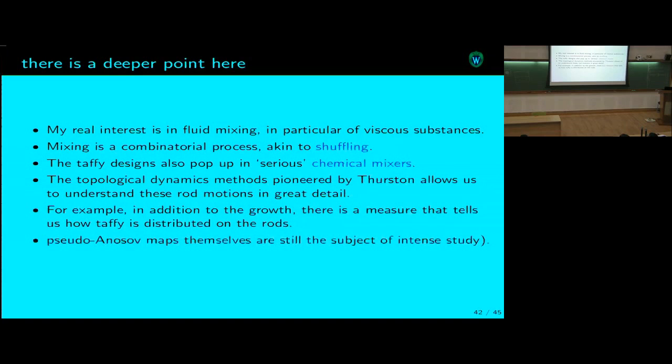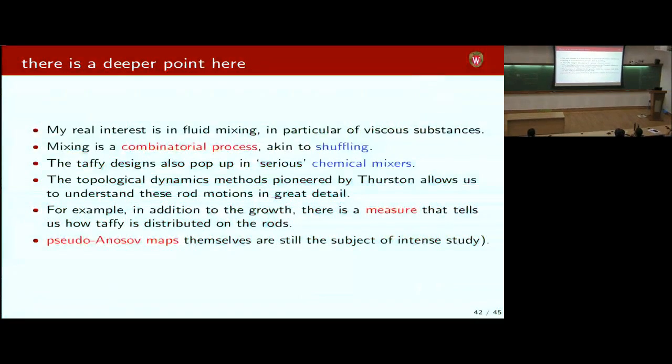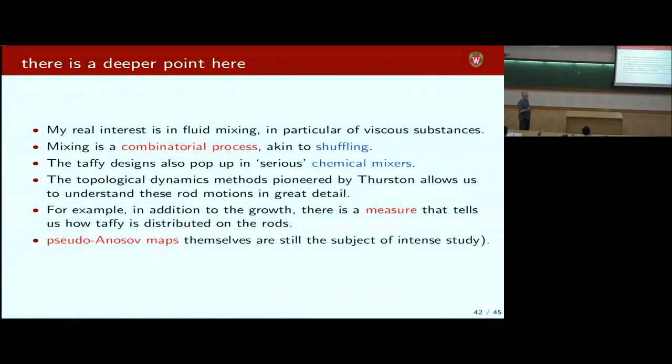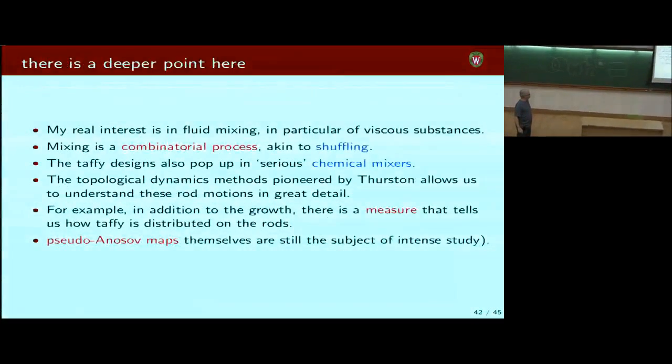I'm not going to go over that. Pseudo-Anosov maps are still very well studied, which are these maps corresponding to these motions of pullers. And here's some references. Thank you so much.